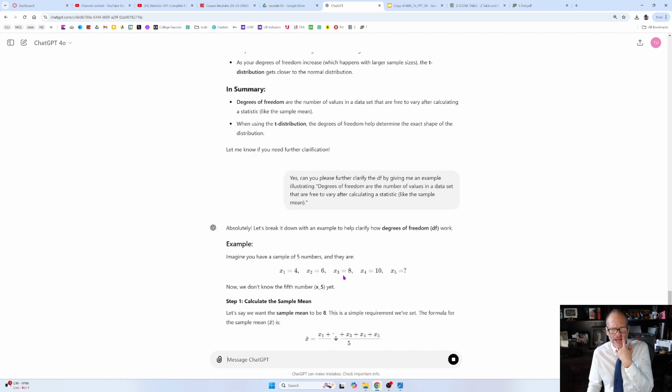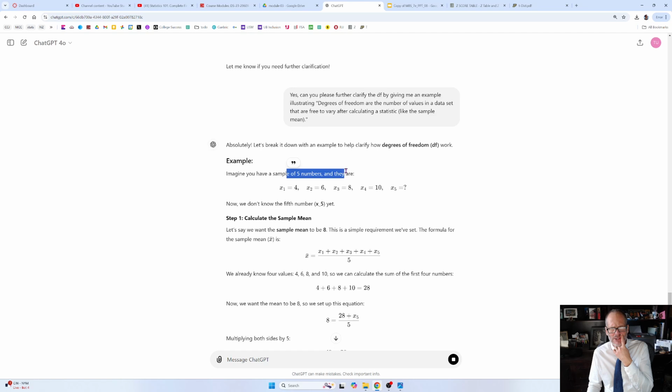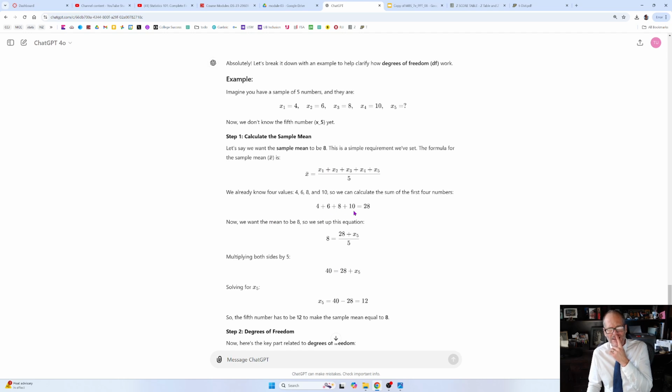Let's break it down. Imagine you have a sample of 5 numbers and they are 2, 4, 6, 8, 10. Now we don't know the 5th number, which is x5 yet. Calculate the sample mean. 4 plus 6 plus 8 plus 10 is 28. 28 plus x5, divided by 5, is equal to 8. Let's say we want the sample mean to be 8.